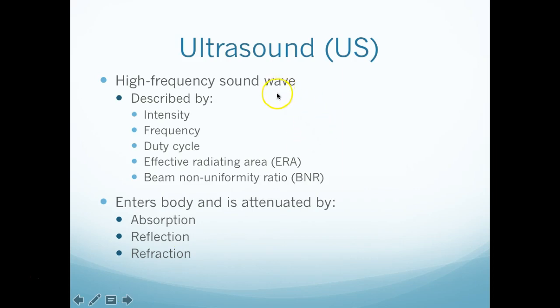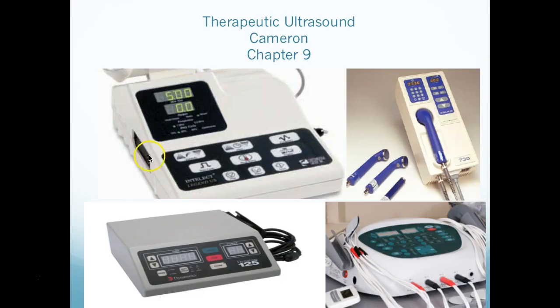So basically, it's a high frequency sound wave, and we describe it by its intensity, its frequency, its duty cycle, its ERA, or what we call its effective radiating area, and then the beam non-uniformity ratio, which is the BNR. And these two things you will find on a little sticker on the sound head somewhere. And all of these you will want to know what they are when you go to document so that somebody can replicate your treatment. We'll go over each one of these specifically so it'll make a little bit more sense to you. And when we get into lab on Monday, it'll definitely tie it in more.